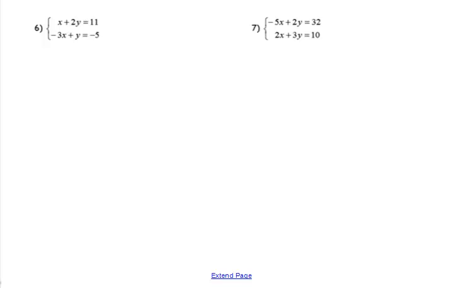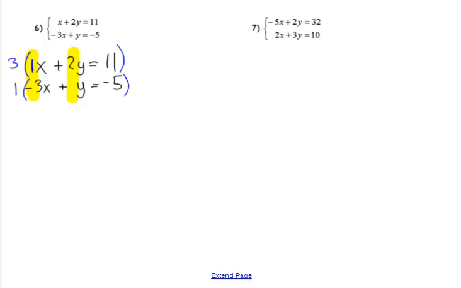I want to do number 6. Now, here I've got x plus 2y equals 11, and I've got negative 3x plus y equals negative 5. Now, as I look at these, I see neither of them have the same number in front of them, but the x's have opposite signs. So I got to think, what could I multiply that first one by to be the opposite of negative 3? Remember, right now it's a 1. Well, it's negative 3 down here. So if I multiply this one by 3, that would end up being the opposite, and I multiply that one by 1.